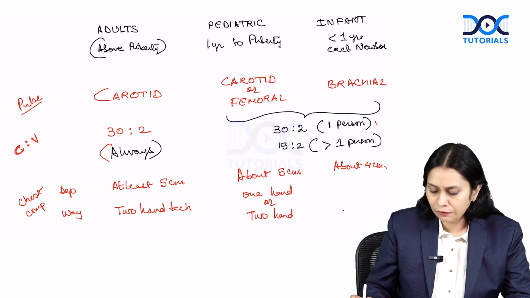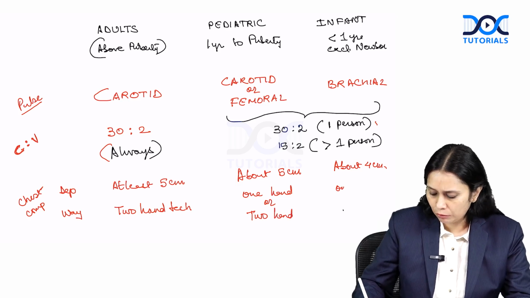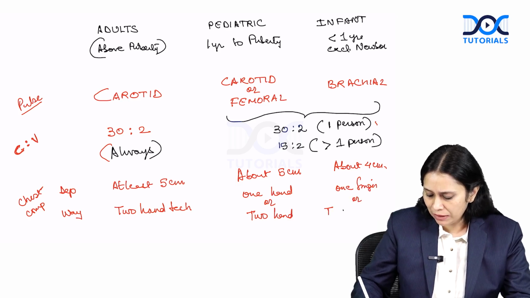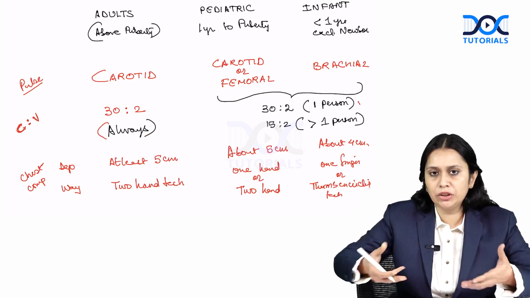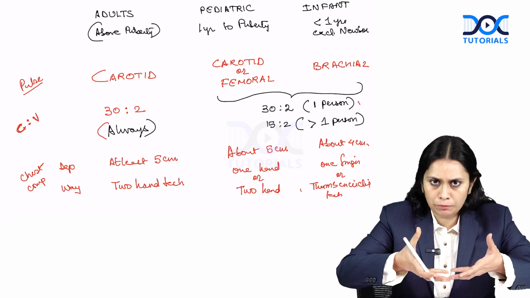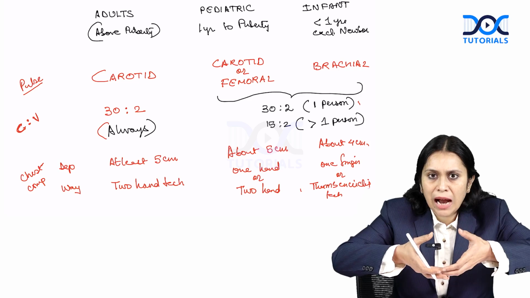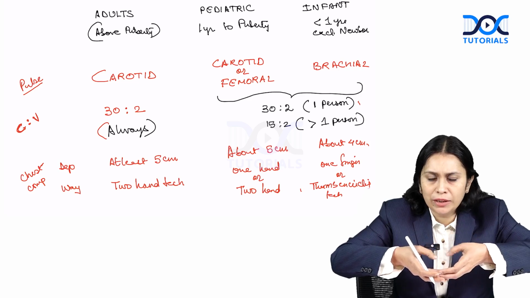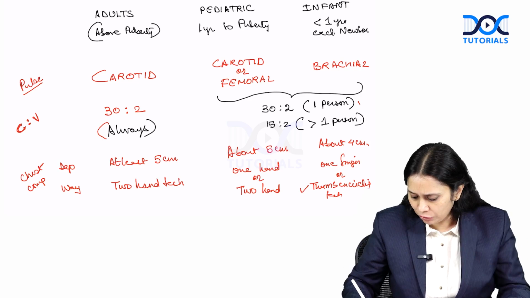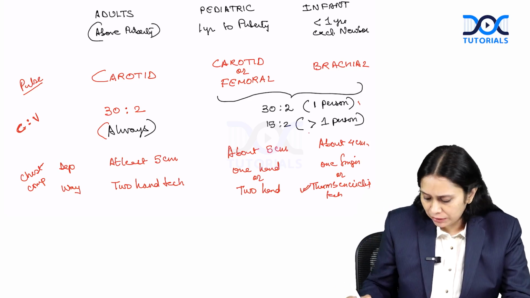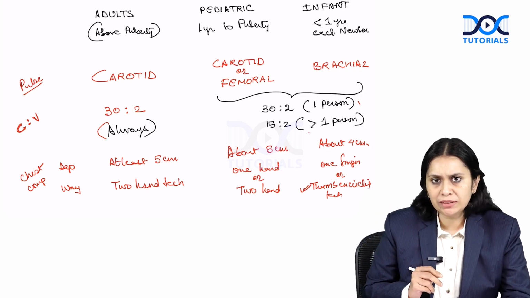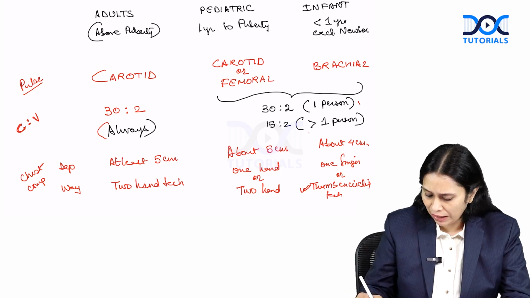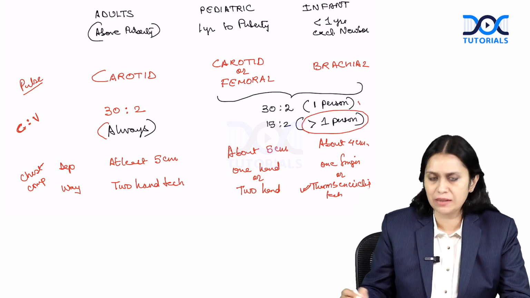And in infant, we go for either one finger compression or the thumb encircling technique. So what is the thumb encircling technique? In it, we encircle the body of the patient, and with both our thumbs at the lower 1/3 of the sternum, we give the compression. This is a very good mode of chest compression. But we practice this mode in infant only when we have more than one person for resuscitation.